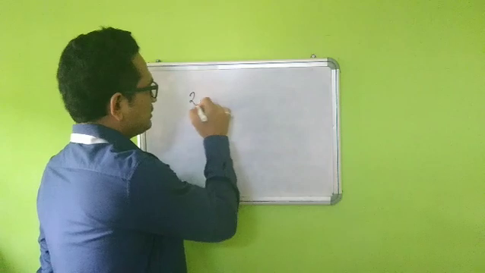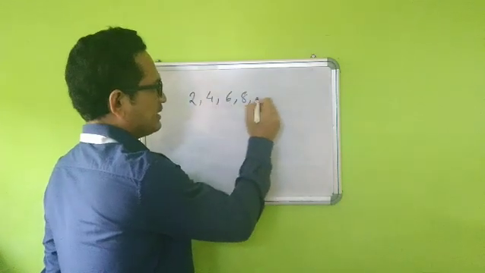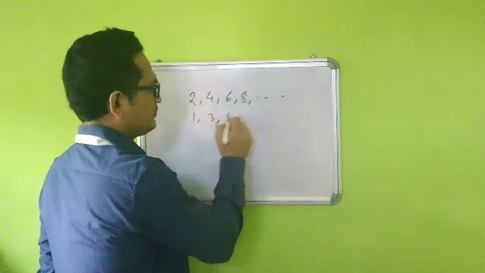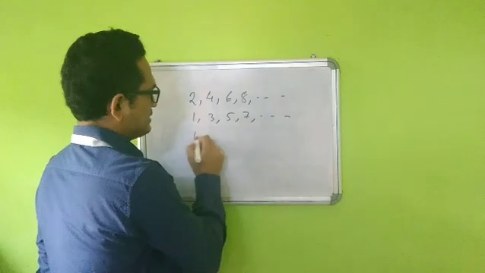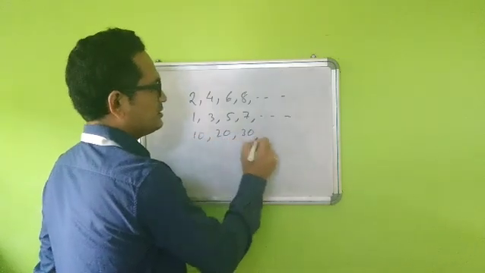Fine. If you remember a little bit of that pattern, say numbers: 2, 4, 6, 8; say 1, 3, 5, 7; say 10, 20, 30.